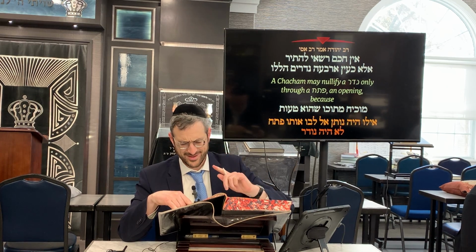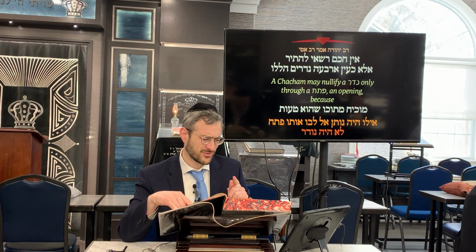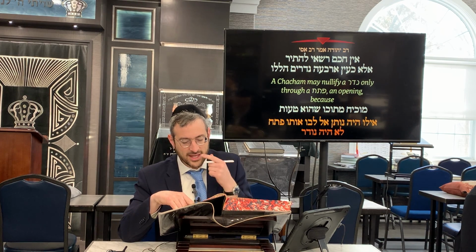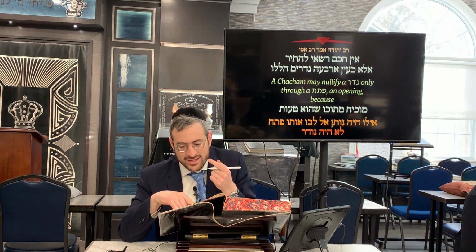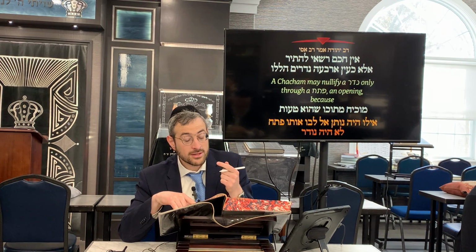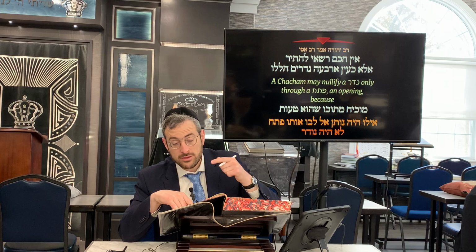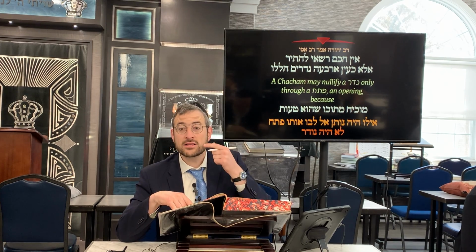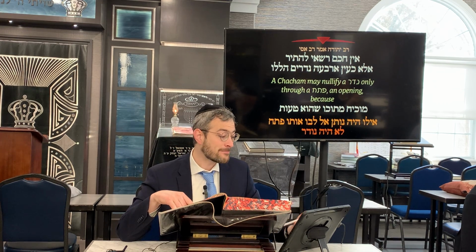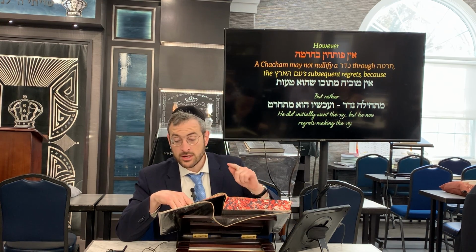He says no, that's not what the teaching was. The teaching was as follows: Ein Chacham Rishoy lahatir. A sage is not permitted to be matir any neder with generic regret. Rather, it has to be similar to these four types of nedarim, which requires what's called a pesach, which requires an opening.